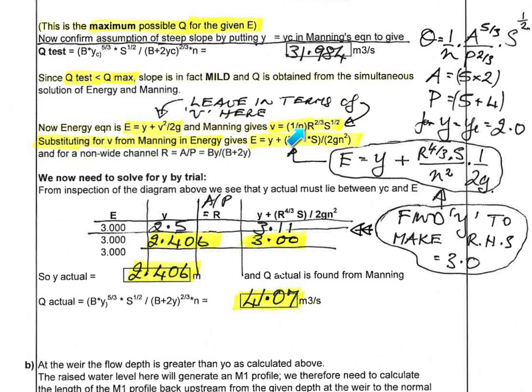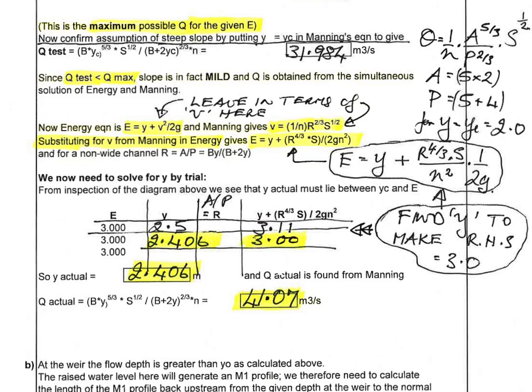So v is 1 upon n r to the 2/3 s to the half in its basic form, Manning's equation. So that's the bit we're going to substitute in for v squared. So that would be y plus, we square all this up, r to the 4/3 s over n squared, and then we've got a 2g on the bottom line as well. R, of course, is a over p, which for this rectangular channel is by over b plus 2y.